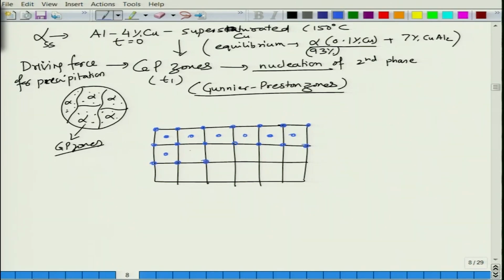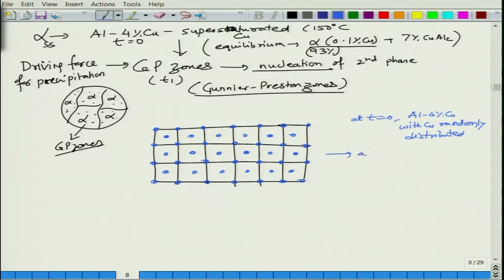And the copper atoms were randomly distributed, so it was difficult to separate between the two atoms. So at T equal to 0, it was aluminum with 4% copper, with copper randomly distributed. So you cannot make out which one is copper and which one is aluminum.